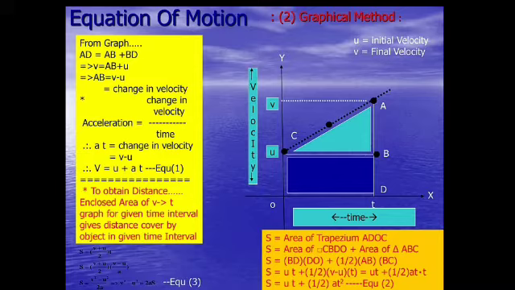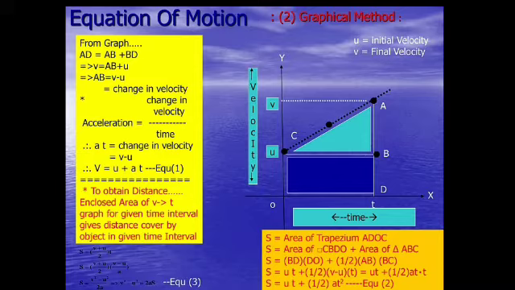So acceleration is given by change in velocity upon time. So a into t is equal to the change in velocity, and it is equal to v minus u. Thus v equal to u plus at. To obtain the distance, the enclosed area of the v versus t graph for a given time interval gives the distance covered by the object in that time interval.